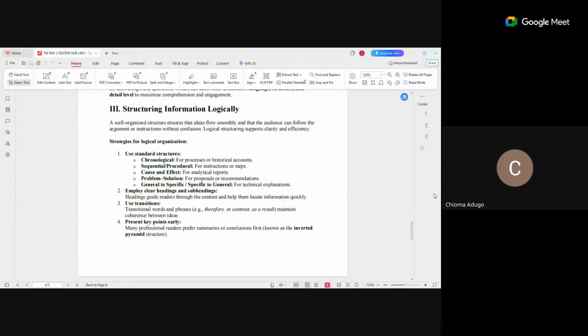Then we have the secondary audience. That's people that might read the documents for reference or background information. That's technical staff, auditors, or regulators. Then we have the tertiary audience. These are people that are indirectly affected, maybe like the general public and the media, who might interpret the document later. Thank you.